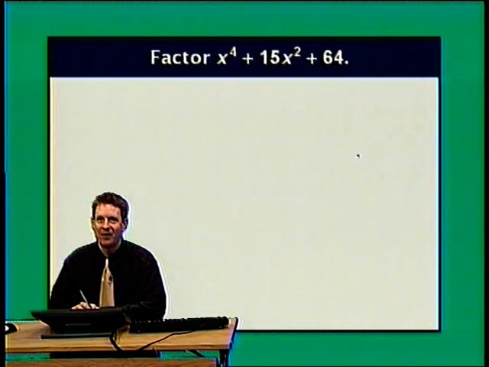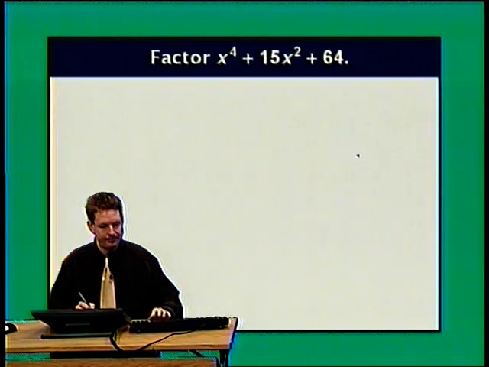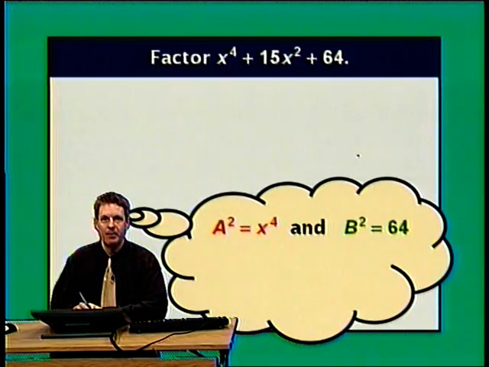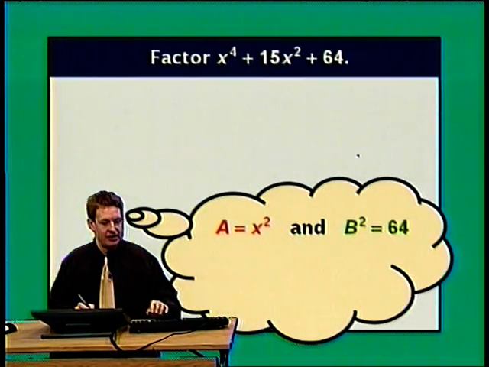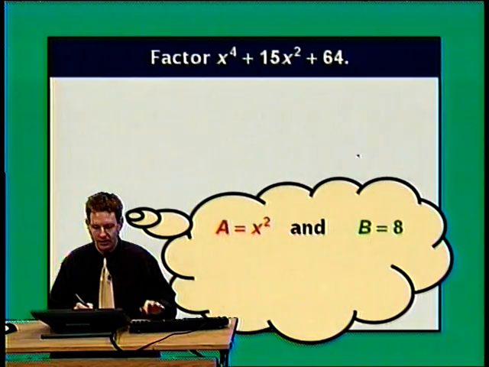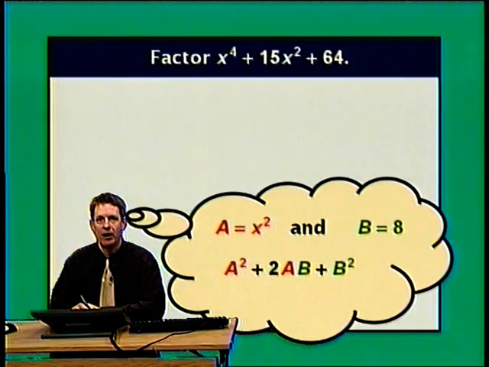Let's factor x to the 4th plus 15x squared plus 64. If a squared is going to be x to the 4th, a needs to be x squared. If b squared is going to be 64, b needs to be 8. Do I have the model a squared plus 2ab plus b squared? Well, I can see straight off I don't have that model. 2 times a times b is going to have a coefficient of 16, 2 times 8. I wasn't given a coefficient of 16. I was given a coefficient of 15 on my middle term. Consequently, I don't have a perfect square trinomial.